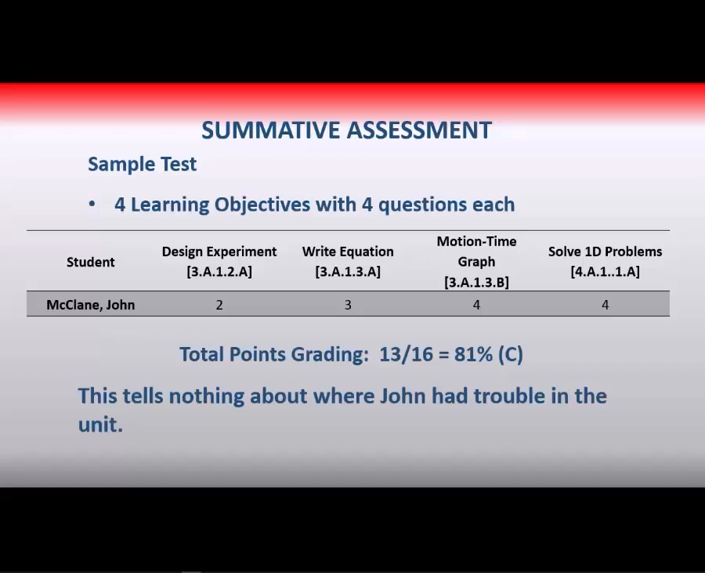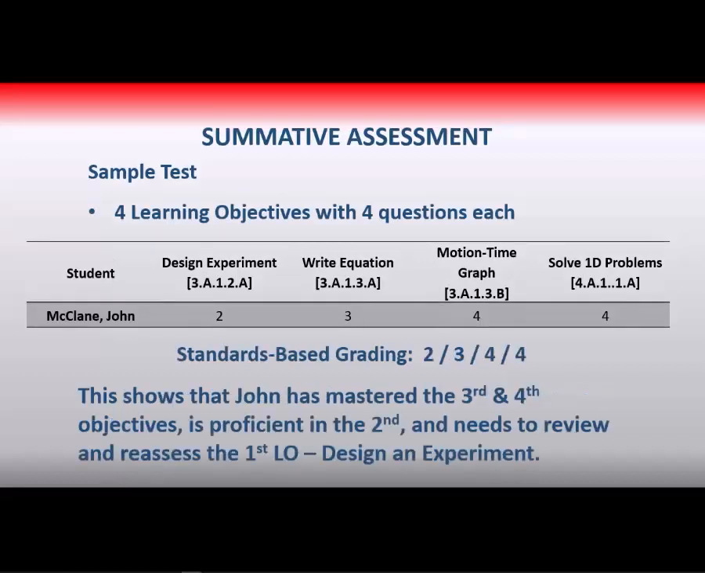In contrast, the scores on the summative assessment in standards-based grading would show that John has mastered the 3rd and 4th learning objectives because he got a 4 on each of those, but he still needs to work on the first learning objective. He only scored a 2. The 3rd one he's doing proficient on, so that's up to him whether he wants to pursue it further or not.